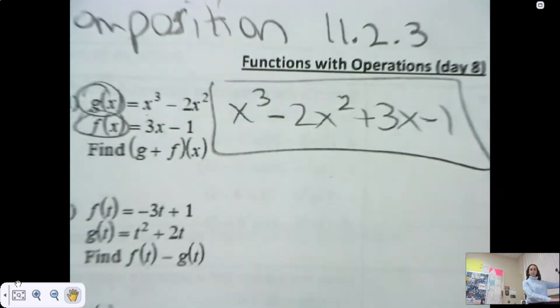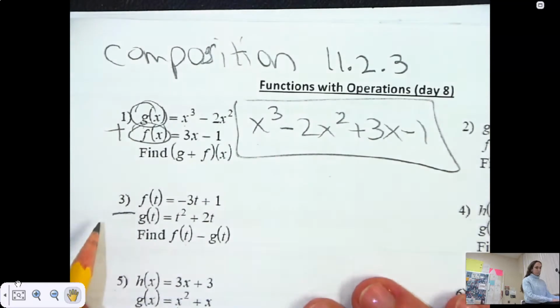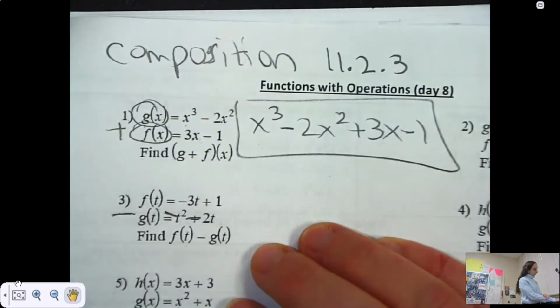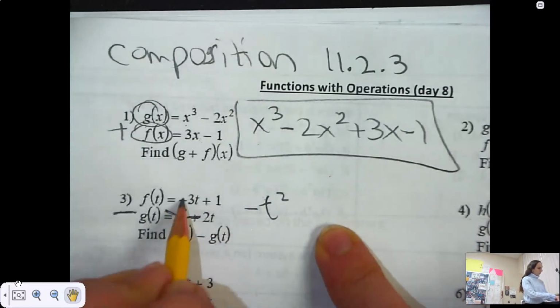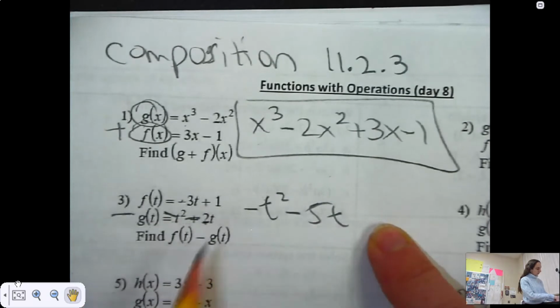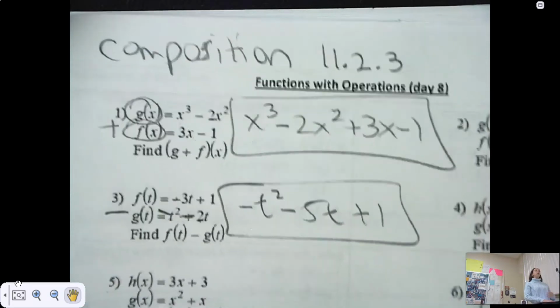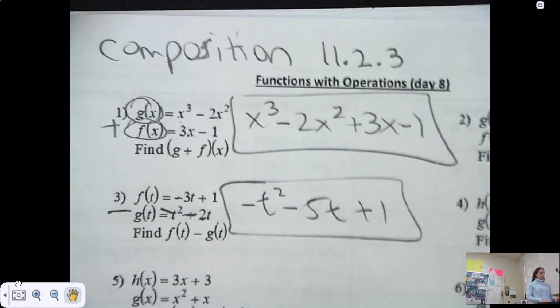Okay. This time what they want you to do is subtract them. And remember, when you subtract, you change the signs of everything to the left. If I'm going to write this in standard form, negative t squared, negative 3t, negative 2t, negative 5t, plus 1. And that's it. We're just changing the way composition means change the way it currently looks right now.